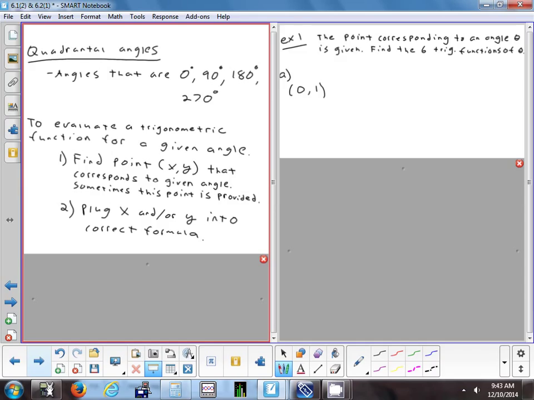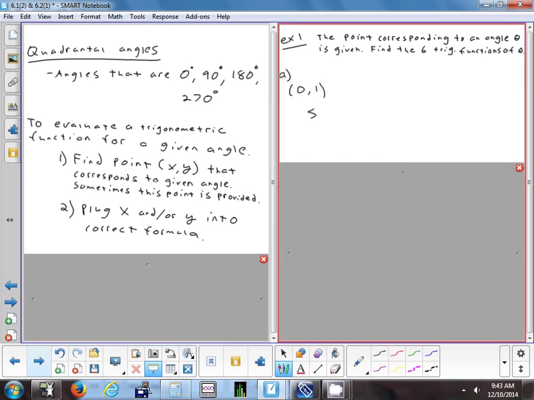Let's look at our first example. Okay, they give us a coordinate of 0, 1. Now, if you graph that point, kind of like we did in the homework, you could figure out what that angle is. But that's not what they're asking for. Okay, so we'll start off by finding the sine of our angle, cosine of our angle, and the tangent of our angle. Okay, so we've got our point. 0 is x, 1 is y, and now we just have to remember the formula.